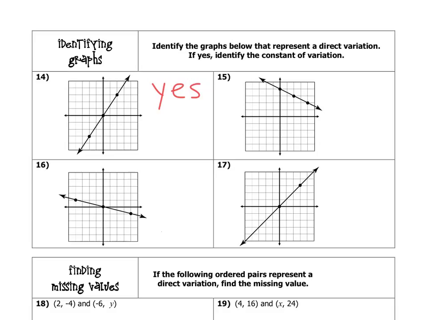All right, and now it says identify the constant variation. Well, your constant variation, remember, if the formula is y equals kx, right? Well, remember, k equals m, and m also equals the slope. So what you're looking for is the slope.